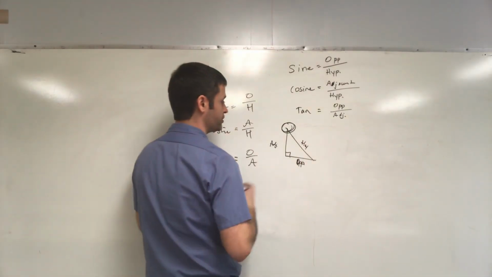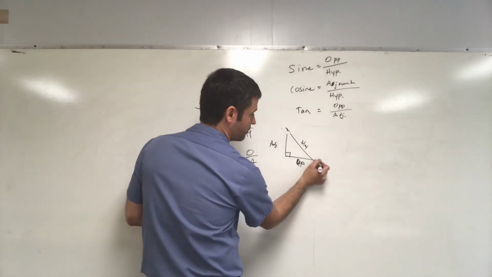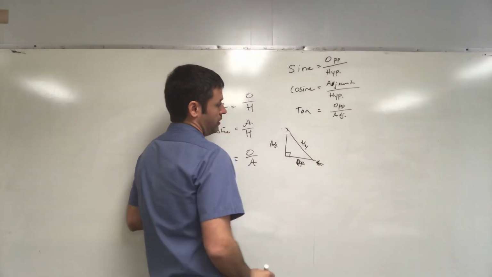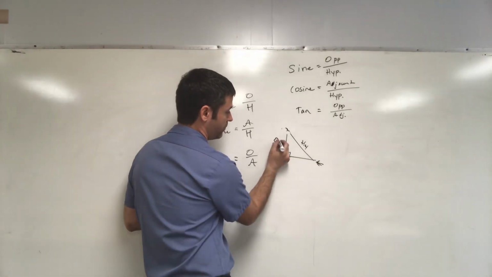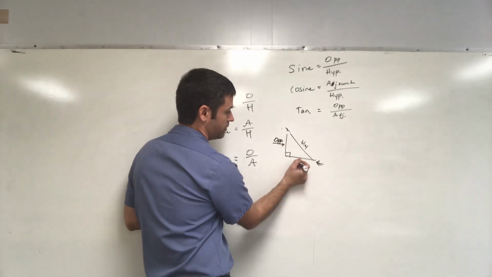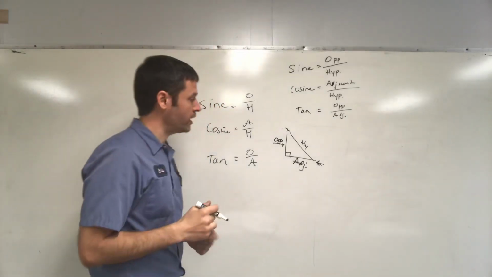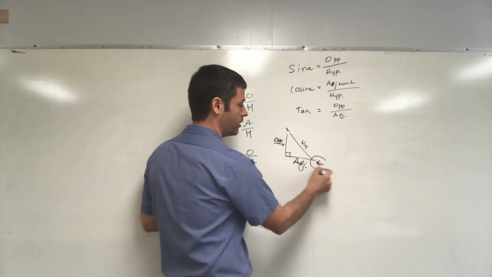If you change that perspective and say, okay, I'm not talking about that angle, I'm talking about this angle, then these change as well. Now this side becomes opposite, and this side becomes adjacent. Please remember that the opposite and adjacent are always referenced from your point of view. What angle are you talking about?